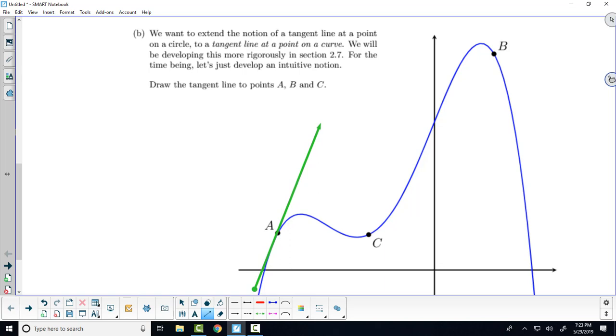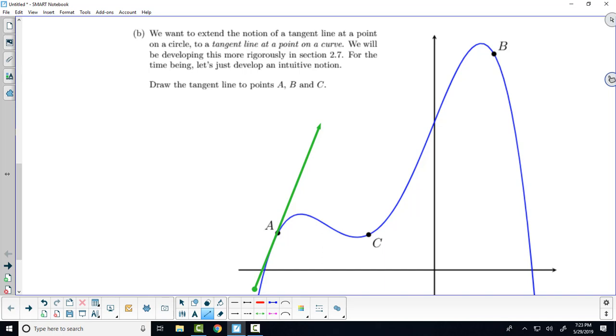Maybe for a tangent line at A, we get something like that. Yours might not look exactly like that, but it should be pretty close to that. Meaning that at that point A, the curve should match the direction of that. If you put those little directional arrows on, they should be in agreement at that point.